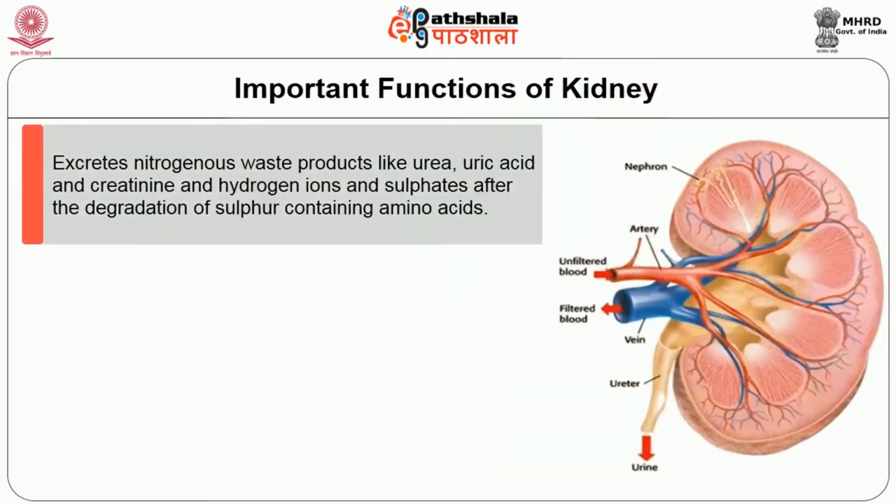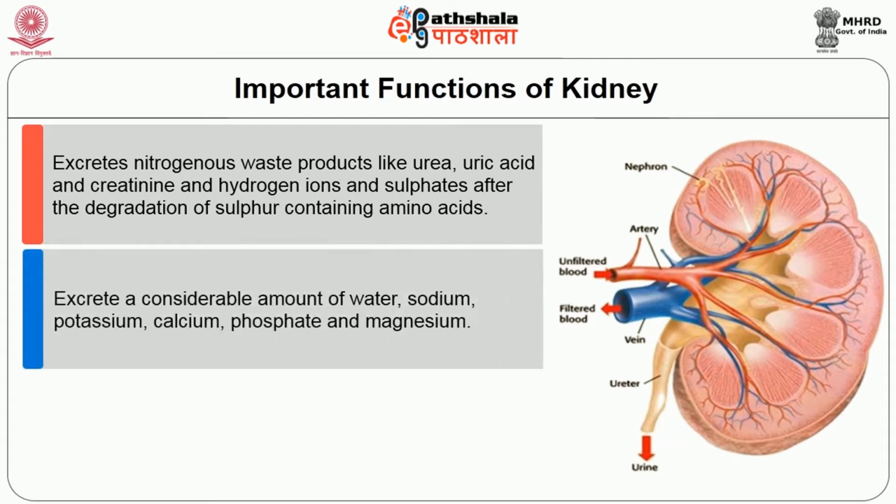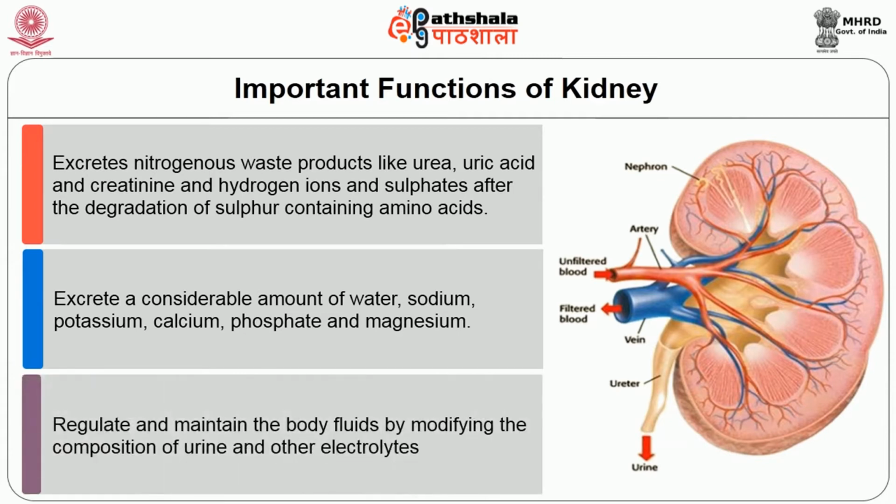Kidney excretes nitrogenous waste products like urea, uric acid, creatinine, and hydrogen ions and sulfates after the degradation of sulfur-containing amino acids. They also excrete a considerable amount of water, sodium, potassium, calcium, phosphate, and magnesium. The next function of kidney is to regulate and maintain the body fluids by modifying the composition of urine and other electrolytes.